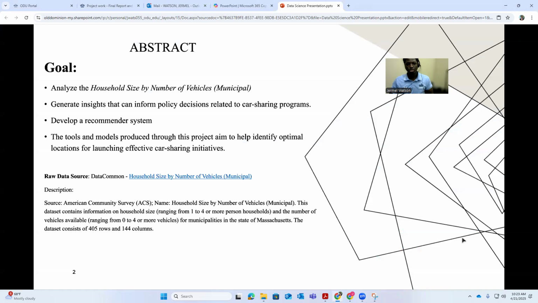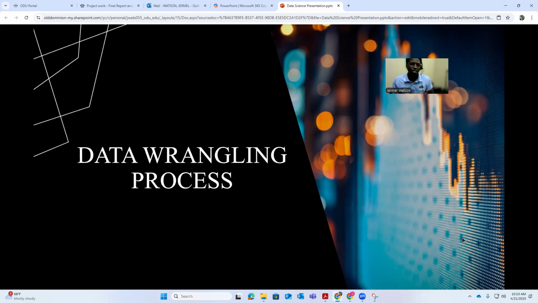The goal of this project is to analyze the household size by number of vehicles dataset to uncover patterns of potential vehicle over ownership. We are also going to generate insights that can inform policy decisions related to car sharing programs. We'll develop a recommender system using tools such as logistic regression, possibly decision trees, and the tools and models produced through this project are aimed to identify optimal locations for launching effective car sharing initiatives.